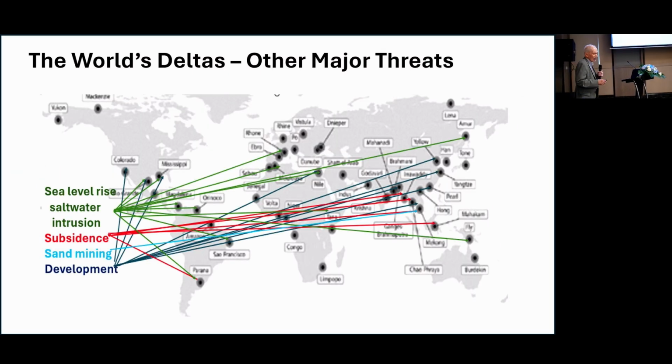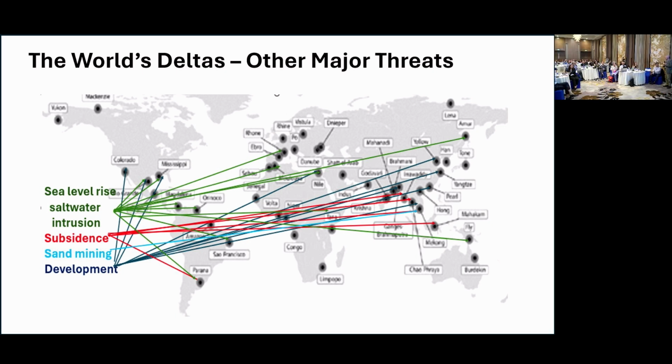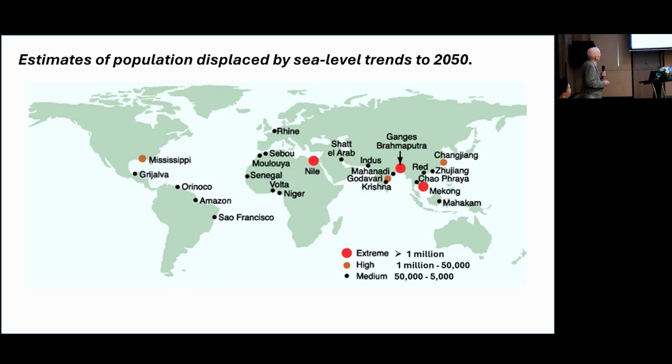But there are other threats, and this illustrates some of the threats and where they are in a quick way. So managing deltas is important. I'm going to get finished here. The other one shows the threats for population leaving the deltas due to sea level rise that they predict might happen by 2050. All right. So delta management is a challenge.